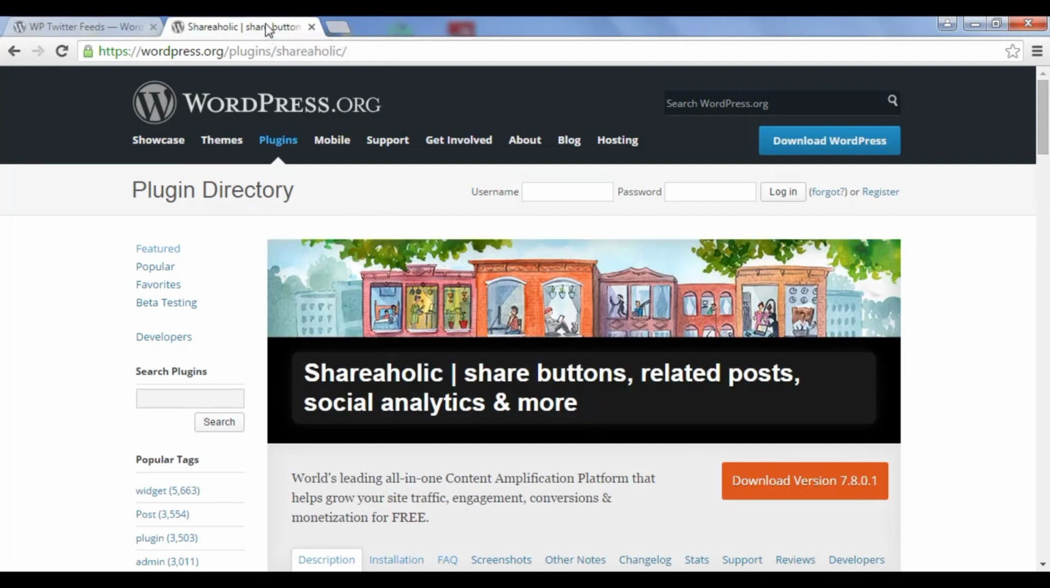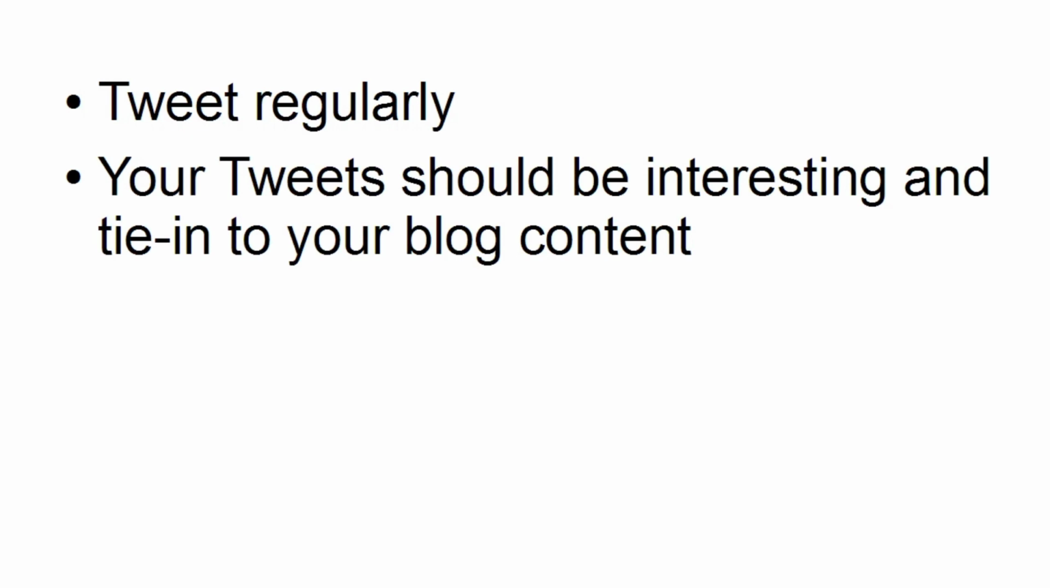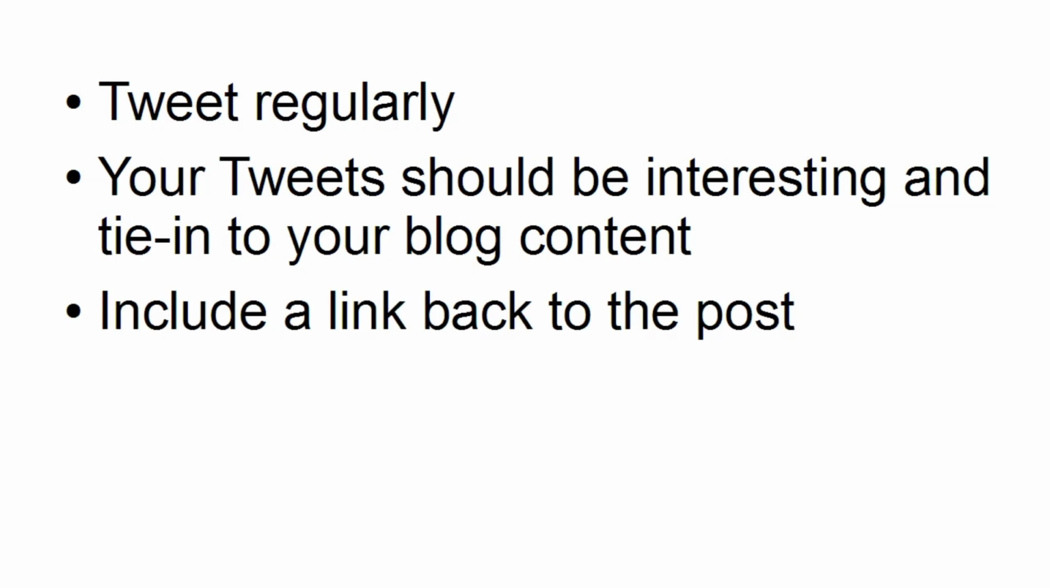You also want to make it easy for people to tweet about your site or your blog, and a good way to do that is to install the Shareaholic Share Buttons plugin on your WordPress blog. And again, you can install this from within the WordPress dashboard, or you can come to wordpress.org and then simply do a search, or go to wordpress.org/plugins/Shareaholic. You should tweet regularly to Twitter, and your tweets should be interesting and they should tie in to your blog content. And you should include a link back to the post.